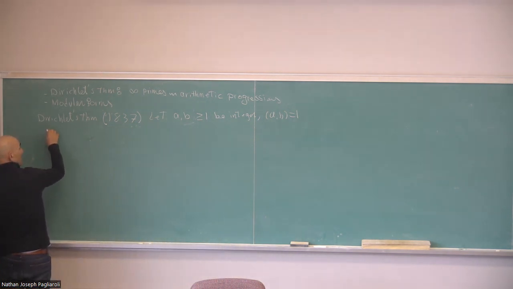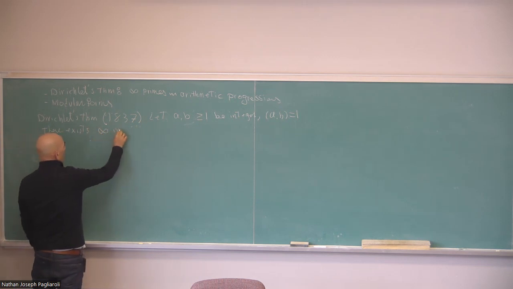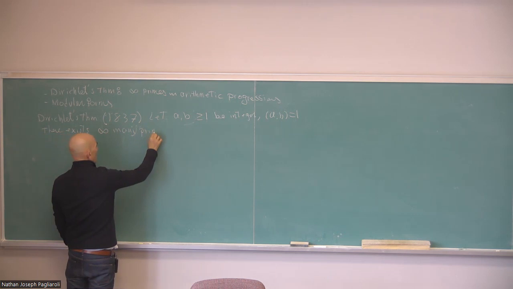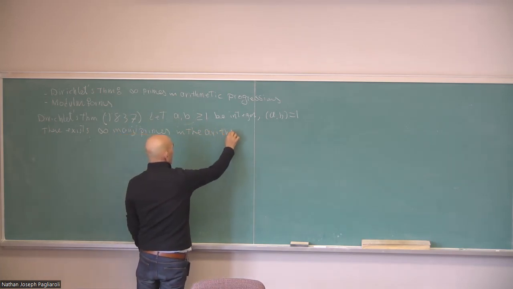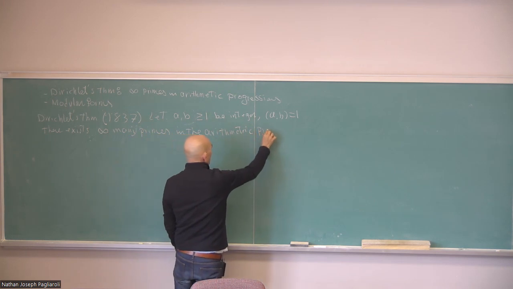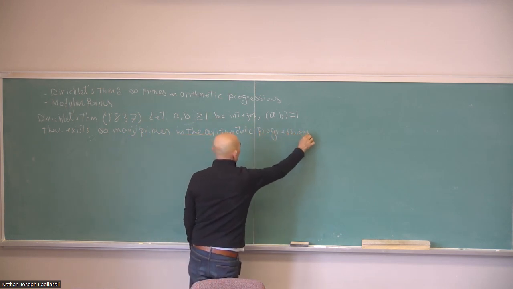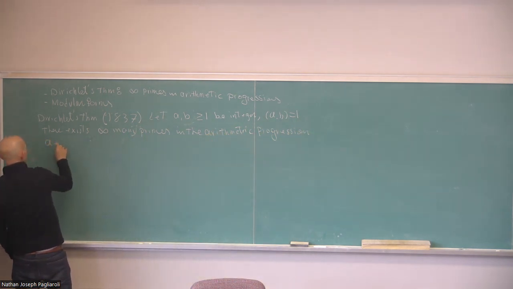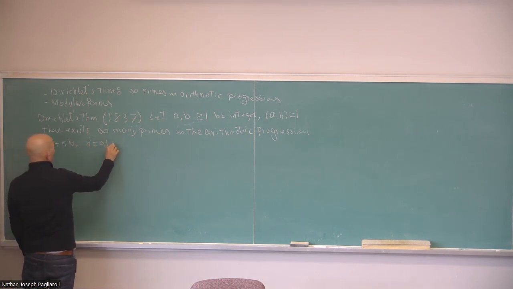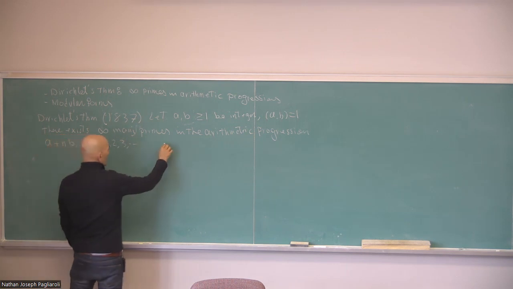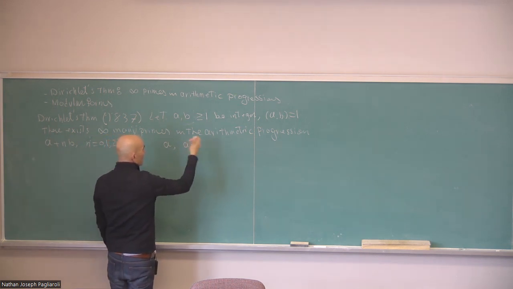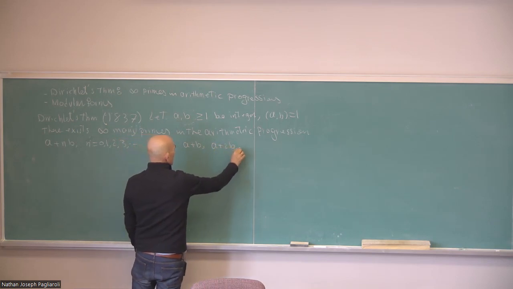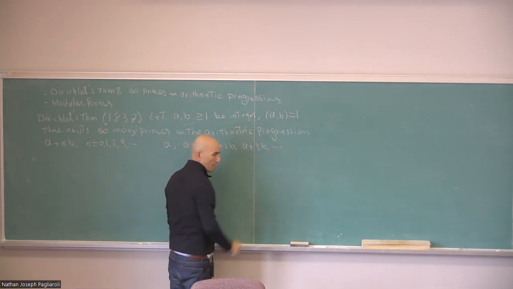Then the theorem says that there exist infinitely many primes in the arithmetic progression a plus nb, n equal to 0, 1, 2, and so on. In other words, the progression starts with constant term a, then moves by b units each time: a plus b, a plus 2b, a plus 3b, and so on.